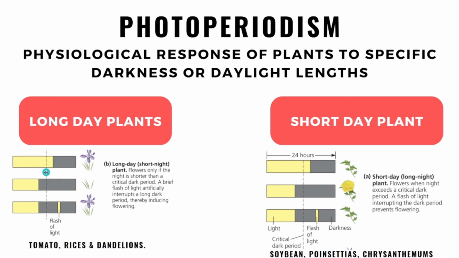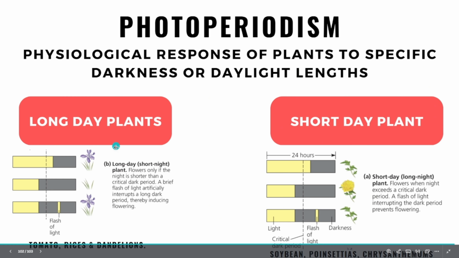the sunny day period is higher than the night period, this plant will flower. But for short day plant, when the sunny light period is shorter than the critical dark period, critical line, it will flower. Only it will flower.